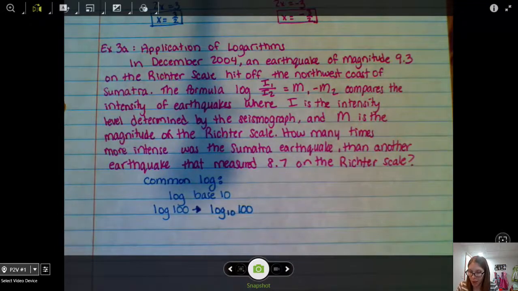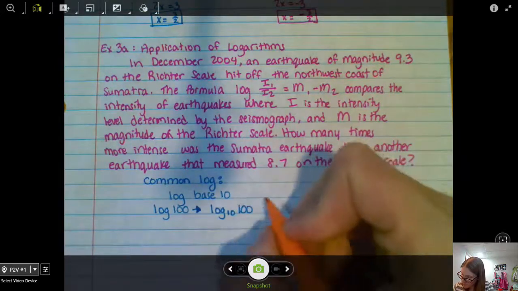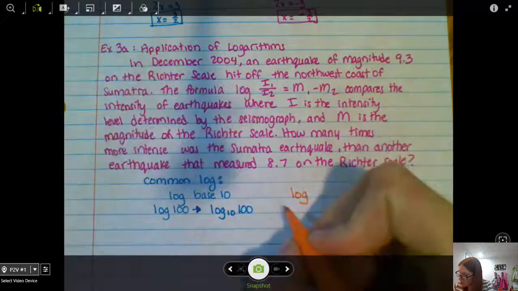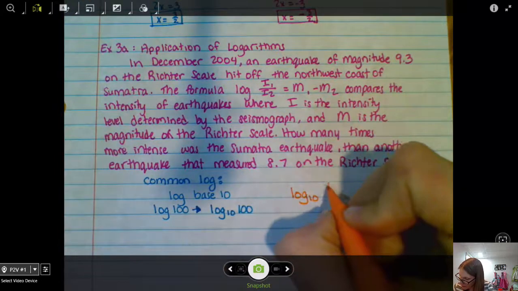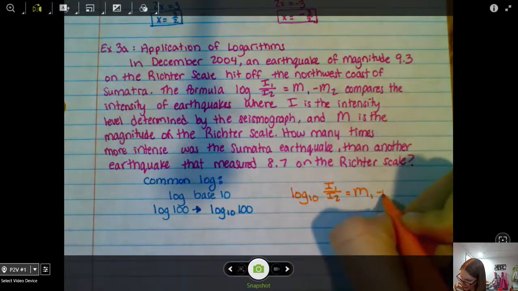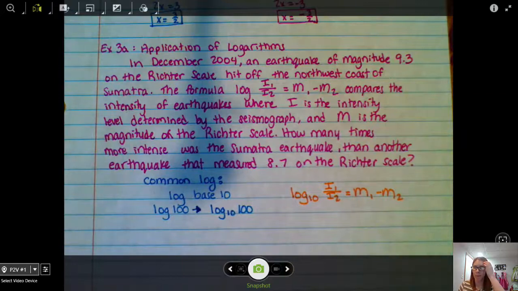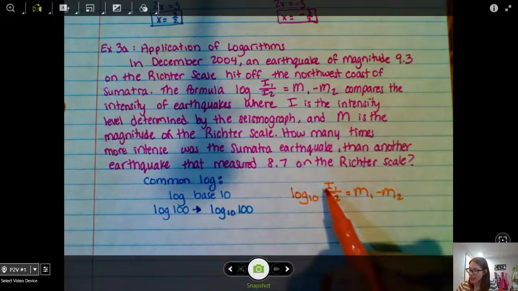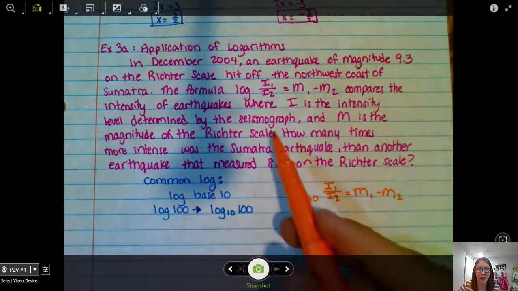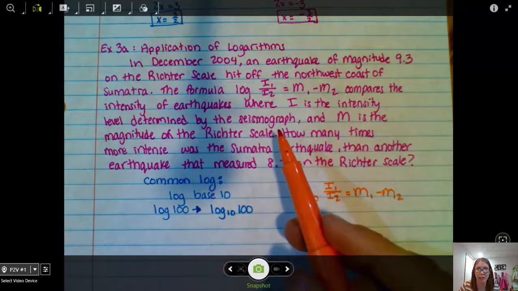So I'm going to rewrite my equation right below here. My equation was log, and we know it's a common log now because the base isn't written. The log base 10 of I1 over I2 equals M1 minus M2. All right, so let's figure out what numbers are going to go here. I is our intensities, and that's measured by our seismograph, the thing that's measuring our seismic waves.